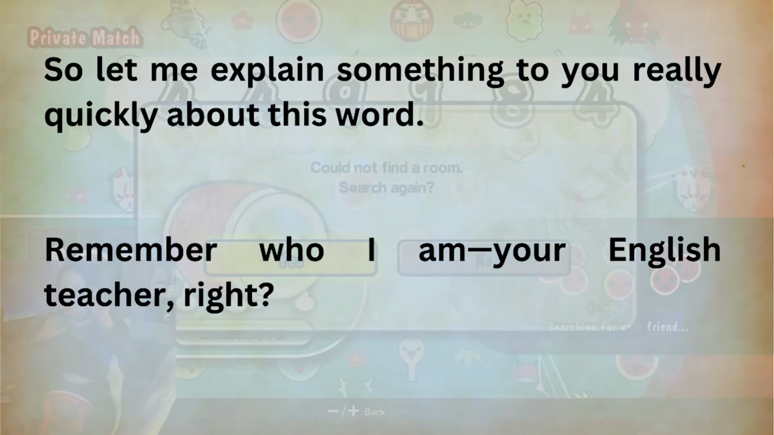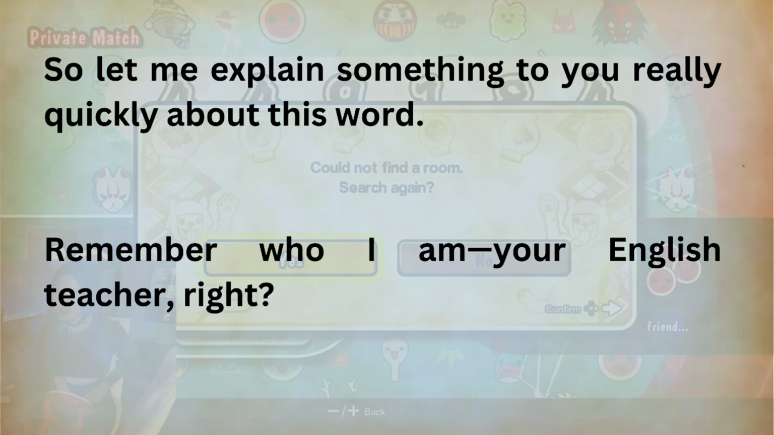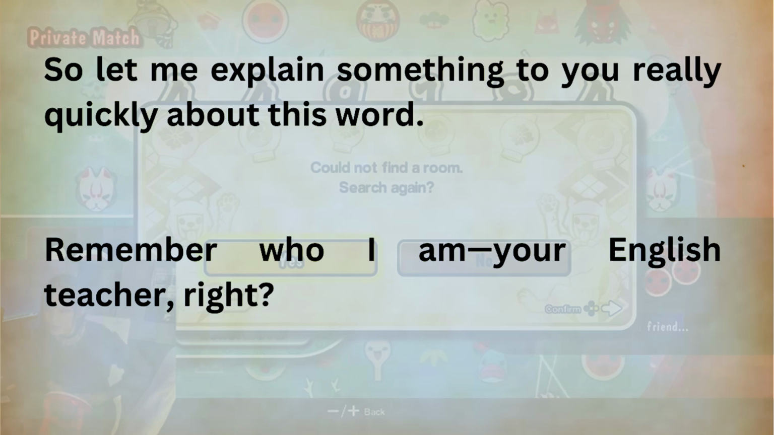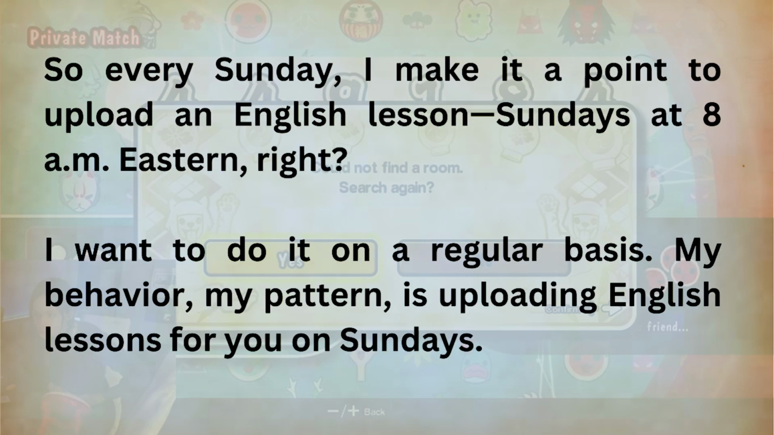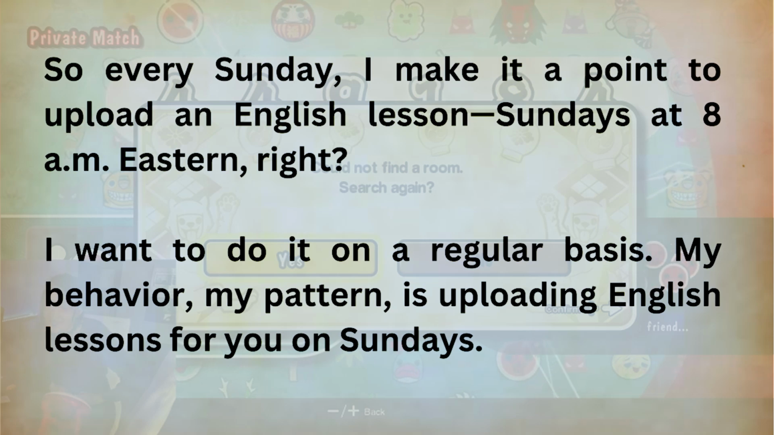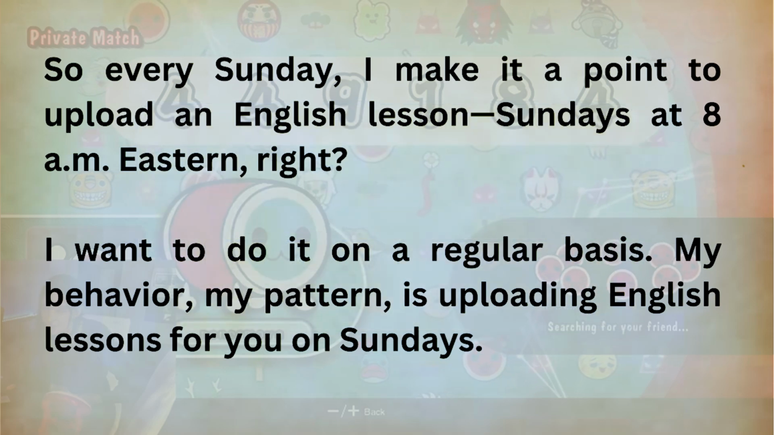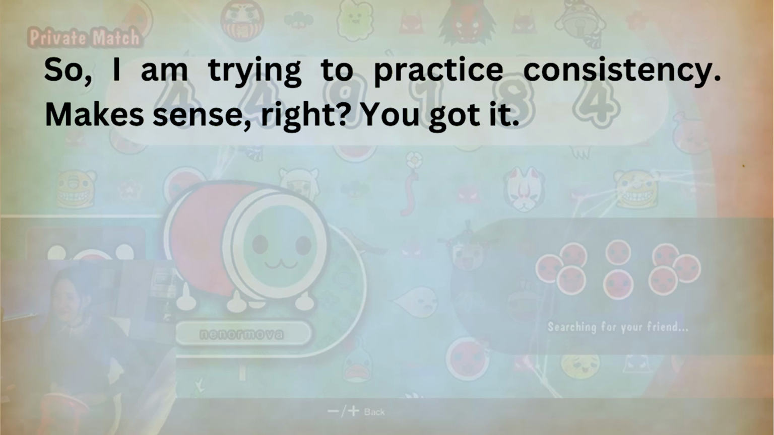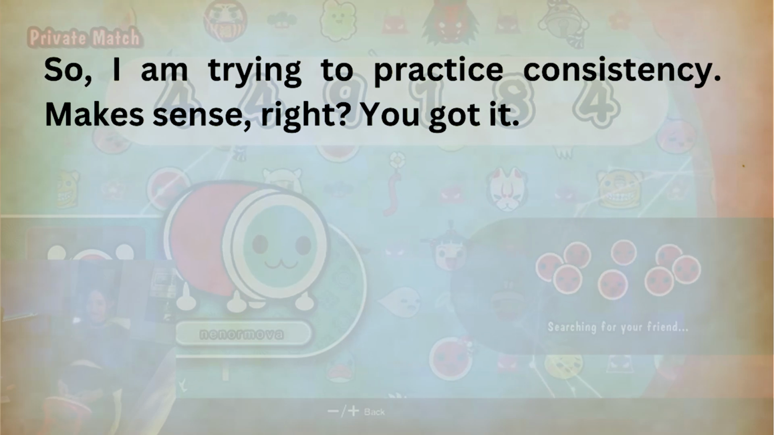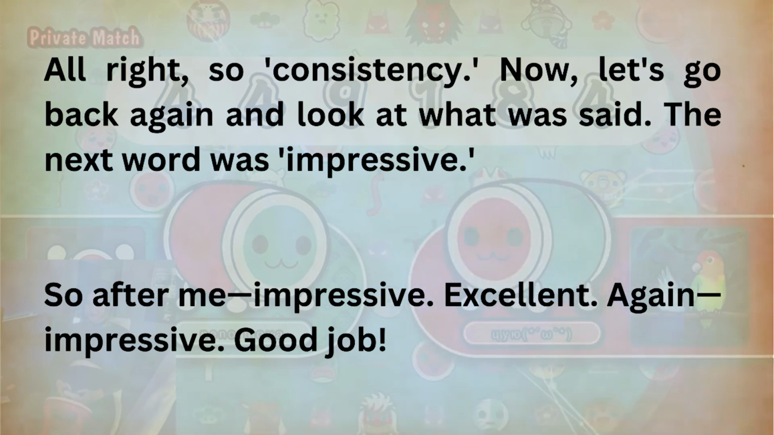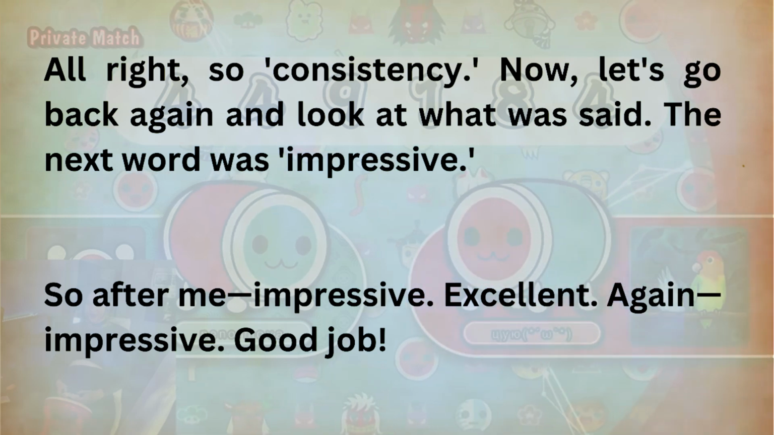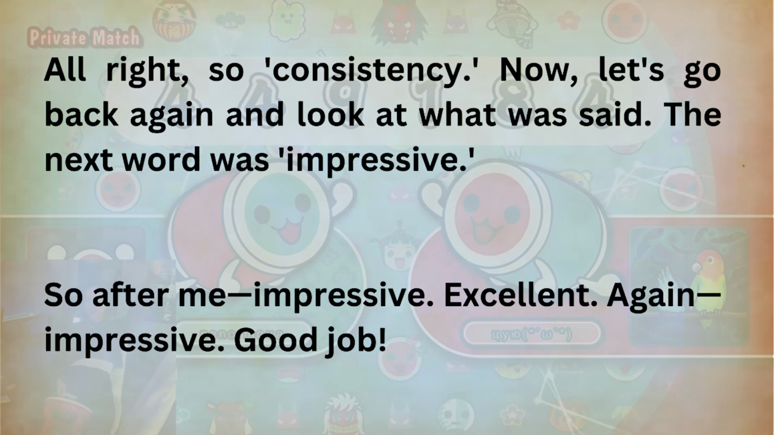So let me explain something to you really quickly about this word. Remember who I am. Your English teacher, right? So every Sunday, I make it a point to upload an English lesson, Sundays at 8 a.m. Eastern, right? I want to do it on a regular basis. My behavior, my pattern is uploading English lessons for you on Sundays. So I am trying to practice consistency. Makes sense, right? You got it. All right, so consistency.